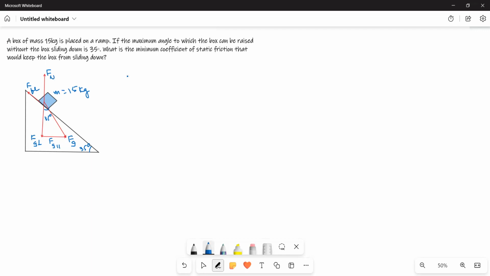Now we have to write the force equations. Let us write the force equation for the y direction. Sigma Fy is equal to Fn minus Fg perpendicular is equal to m Ay. There is no motion along the y direction. Therefore, Ay is equal to 0. That implies Fn minus Fg perpendicular is equal to 0, or Fn is equal to Fg perpendicular. So Fg perpendicular is equal to mg cos theta, cos 35 here.